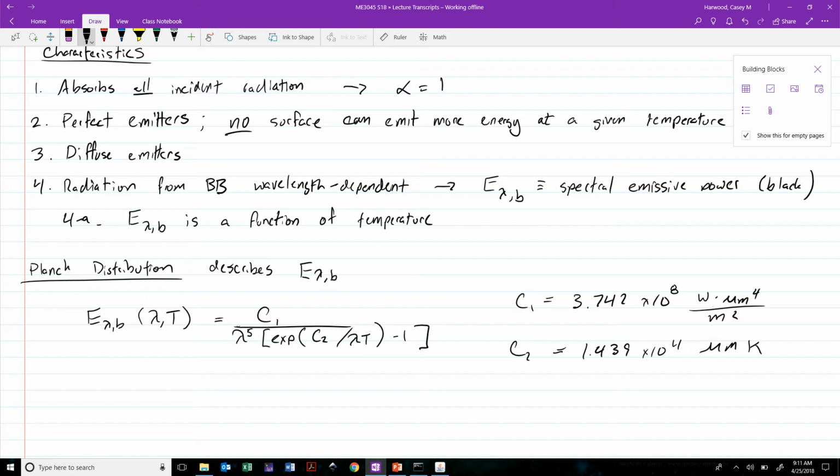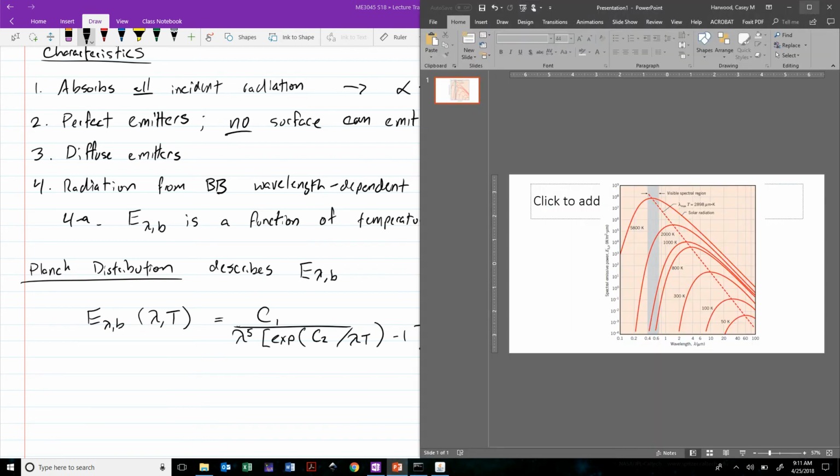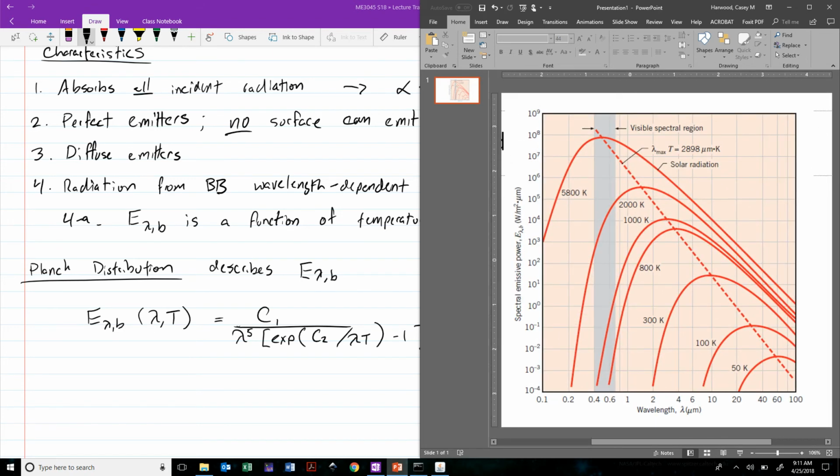Okay. And if we actually drew a diagram of this, it would be a three-dimensional surface, right? Or we could draw it as a set of level curves. So let's say we pick a temperature, and we draw this as a function of just lambda at a fixed temperature. What that's doing is describing the spectral emissive power of an object that is a black body at that temperature. And so rather than draw these by hand, I pulled up an example of what these spectral emissive powers look like. So this is from the book. I forget what figure it is, but it's in section 12.4.